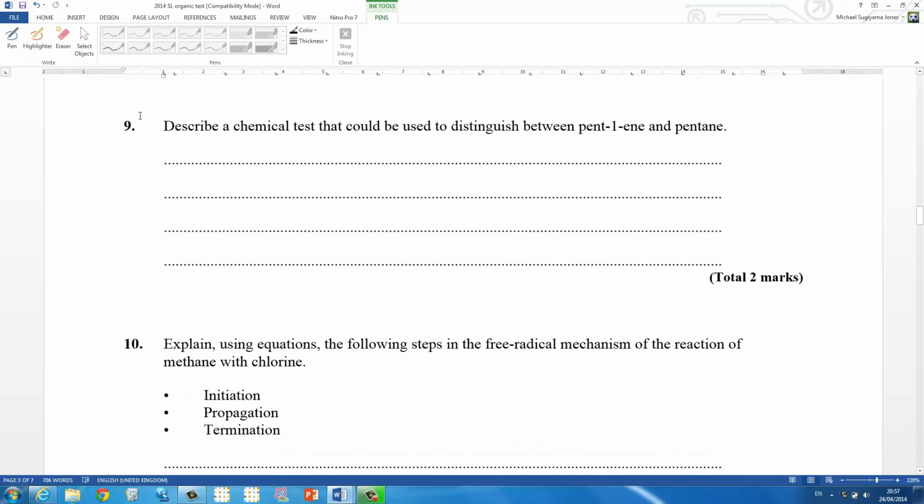So question 9, describe a chemical test that could be used to distinguish between pent-1-ene and pentane. So pent-1-ene is an alkene, and pentane is an alkane. So what you do is you would add bromine water.